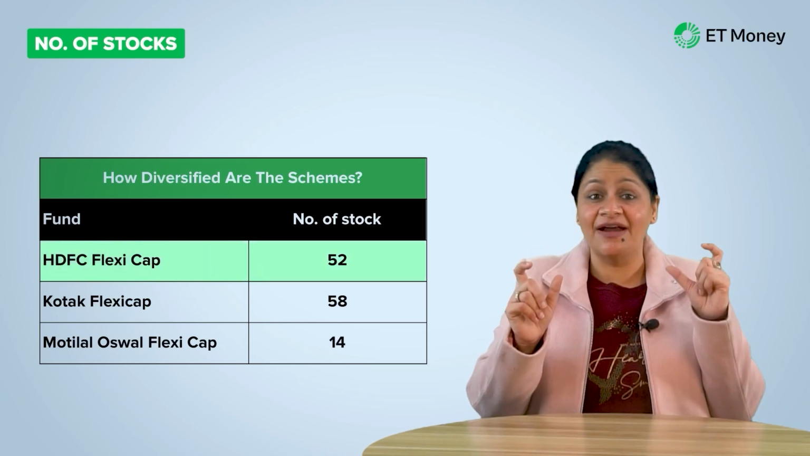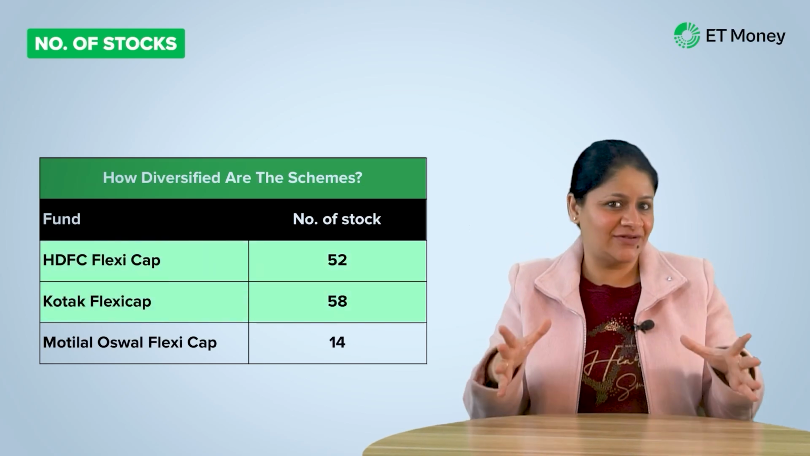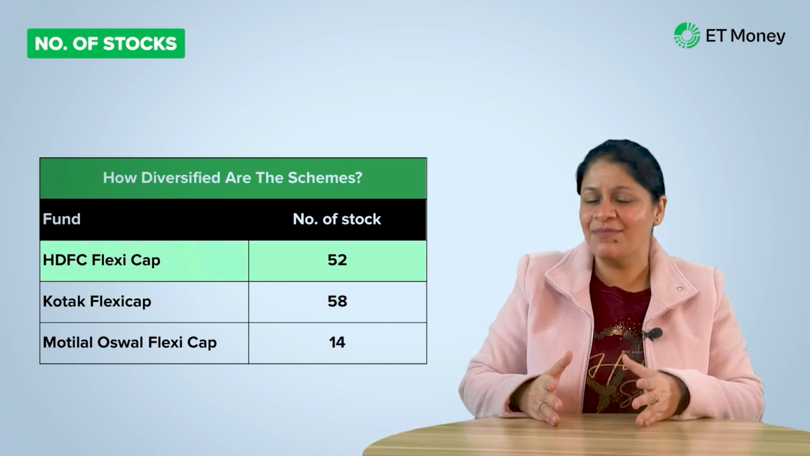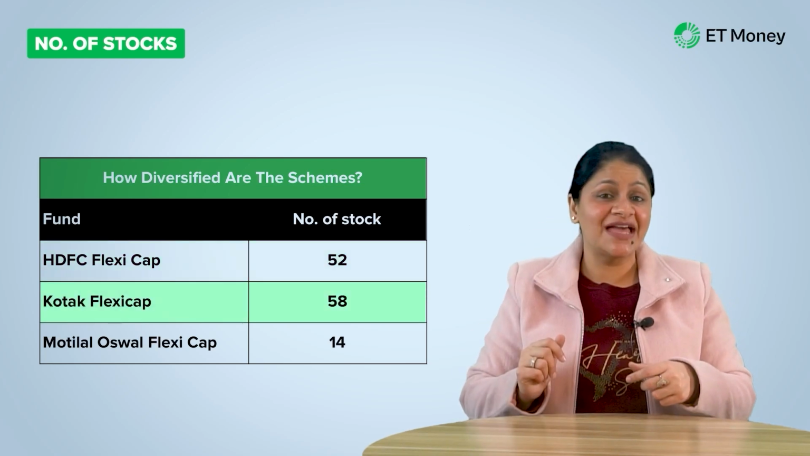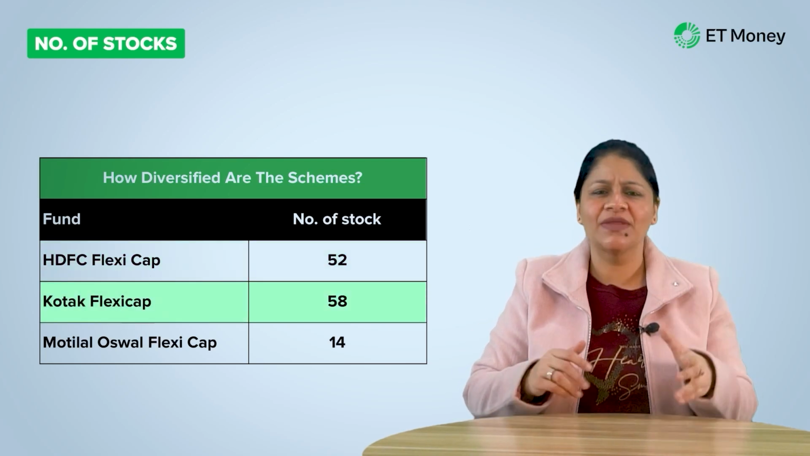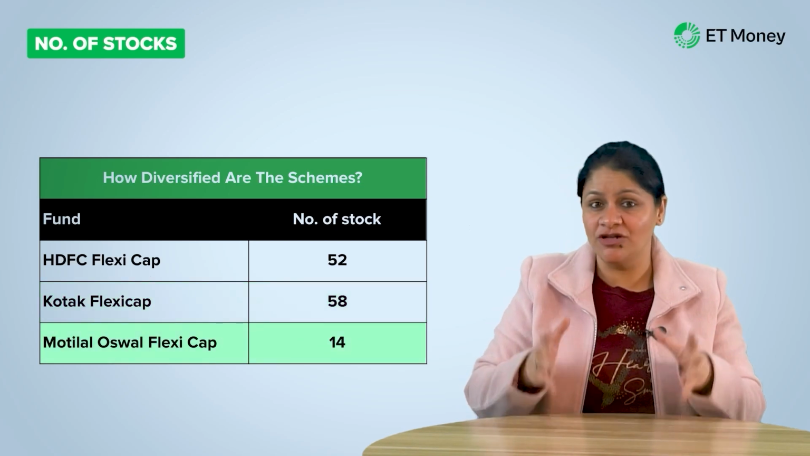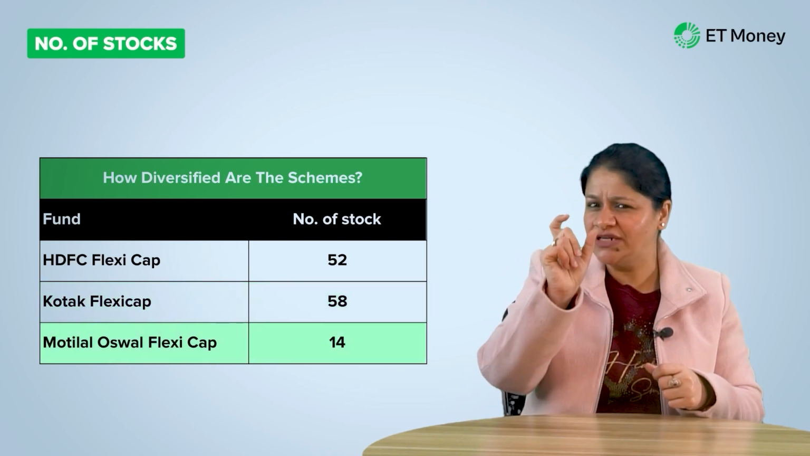Both HDFC and Kotak Flexi Caps are adequately diversified. HDFC Flexi Cap has 52 stocks while Kotak Flexi Cap has 58 stocks in the portfolio. But Motilal has a highly concentrated portfolio with just 14 stocks.